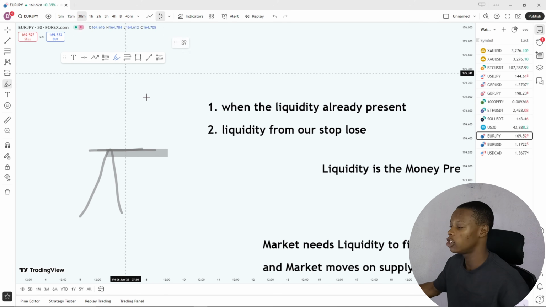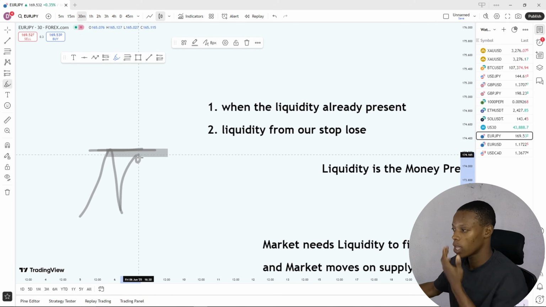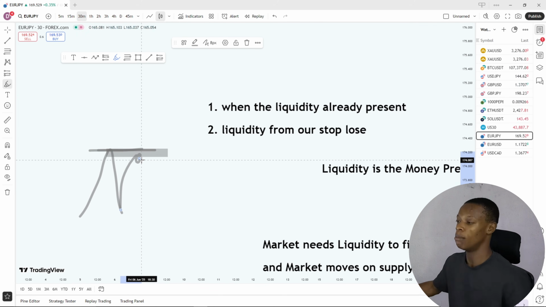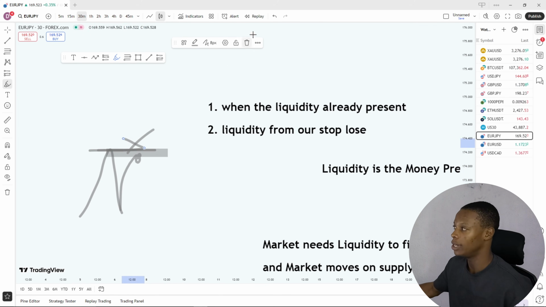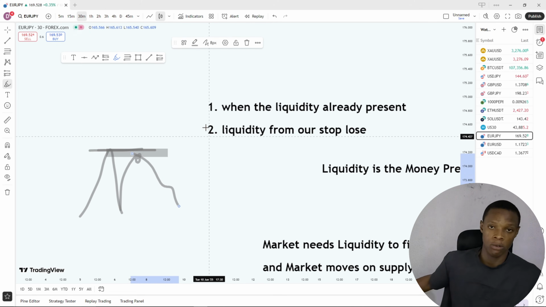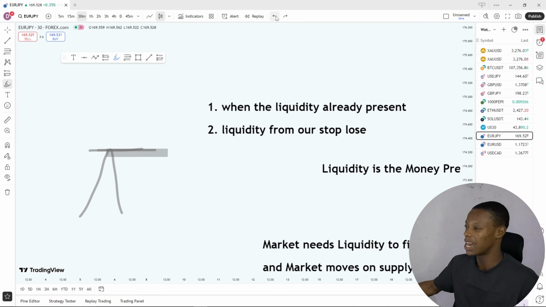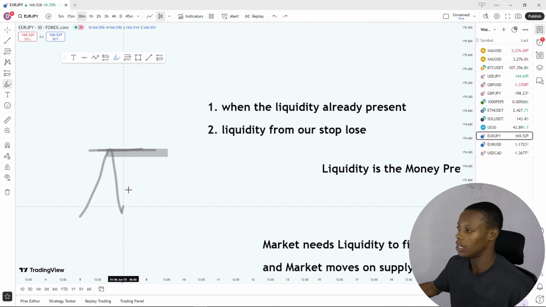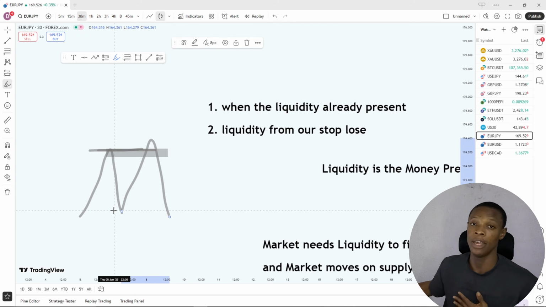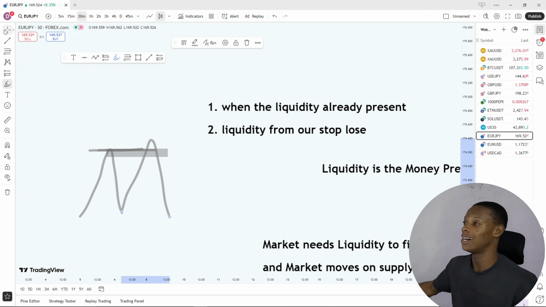Now, if the institutional trader is trying to sell from here, they're going to need someone who's going to buy from them. That means there will be liquidity present in the market, so the sell will be activated and the market is going to go down. But if there's no liquidity present at that point, what's going to happen? They're going to need to stop us out. We're going to need to hit stop loss so they can easily enter the market.